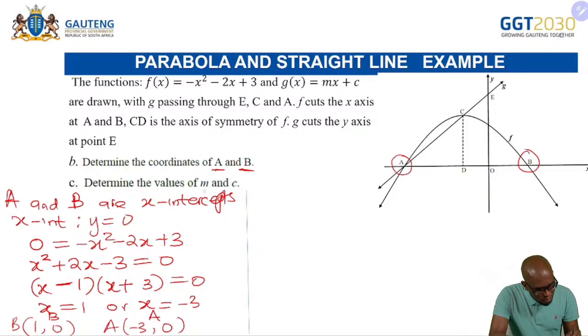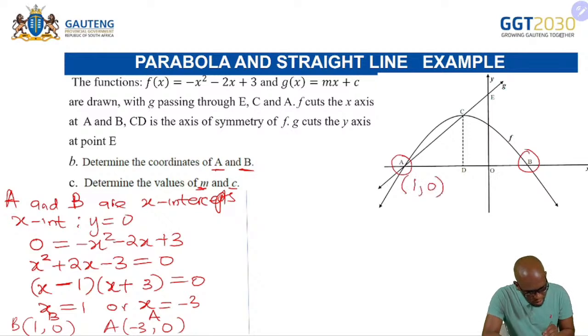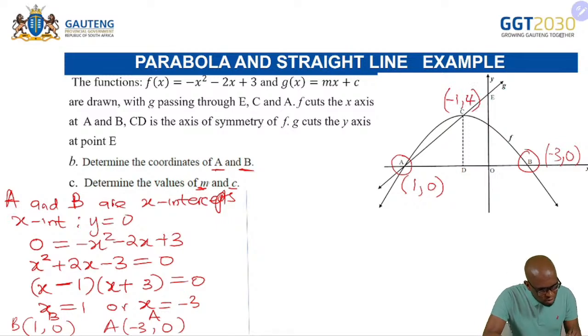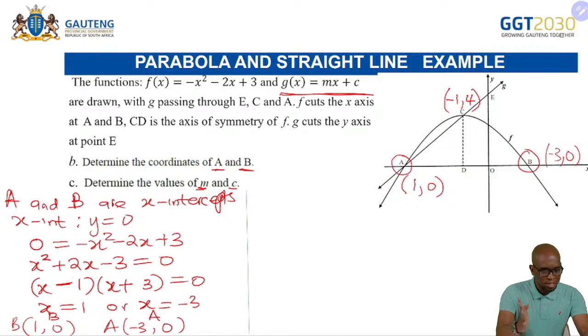Now we are looking for the values of M and C. Now let us check what we have on this. We have the coordinates of A, 1 and 0. The coordinates of B, minus 3 and 0. We have the coordinates of C, minus 1 and 4. Now we are looking for the values of M and C as defined in G. You can see that the value of M is the gradient of the straight line, and C is that constant.